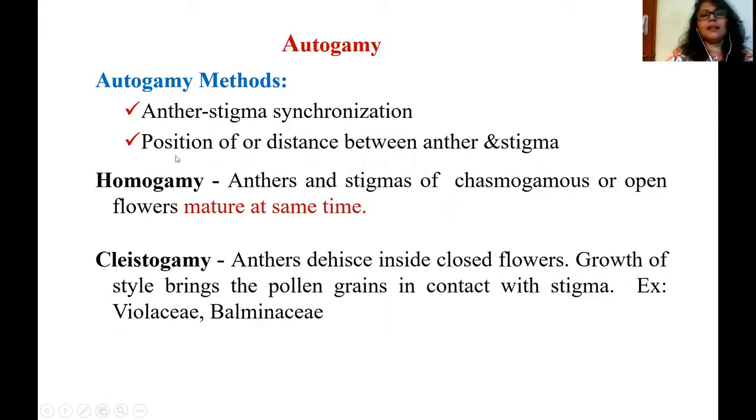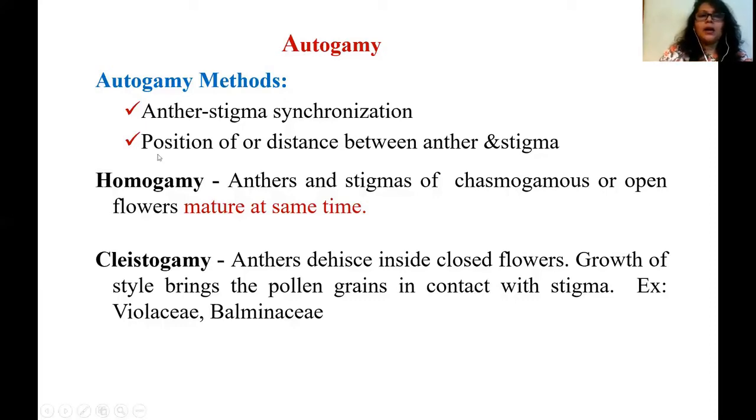And the second mechanism, or the second modification, or you can say adaptation by the plant, is position or distance between anther and stigma. The distance, like the distance between anther and stigma, and the heights of anther and stigma. So the position or distance between anther and stigma also plays a role in autogamy.